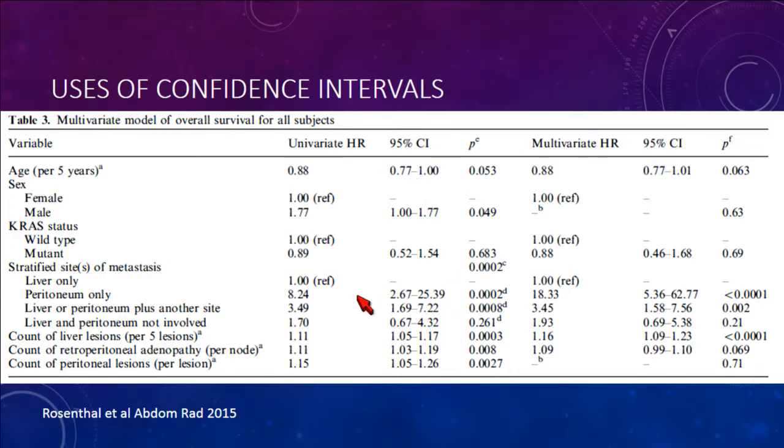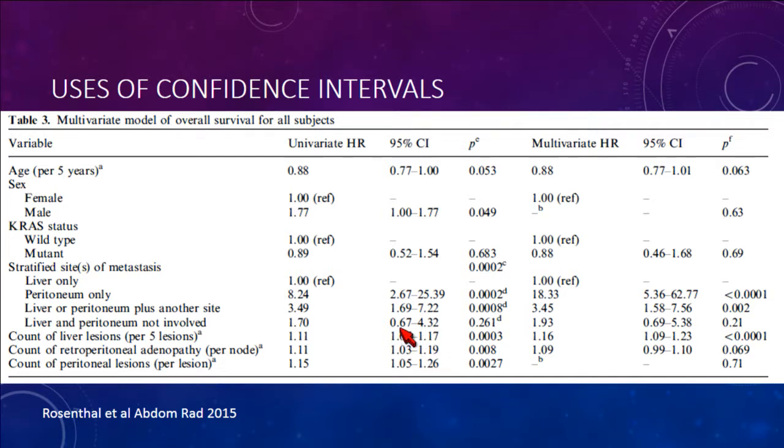If we go down to this feature here, for example, having only peritoneal disease as a site of metastasis, you can see that our hazard ratio is pretty high, but the confidence interval is quite wide. It goes from 2.7 up to 25. And this gives you an idea that there's not tremendous precision in our estimate of this value. It's a very wide confidence interval. And in this case, that was driven by the relatively small number of people who only had peritoneal disease in this population.